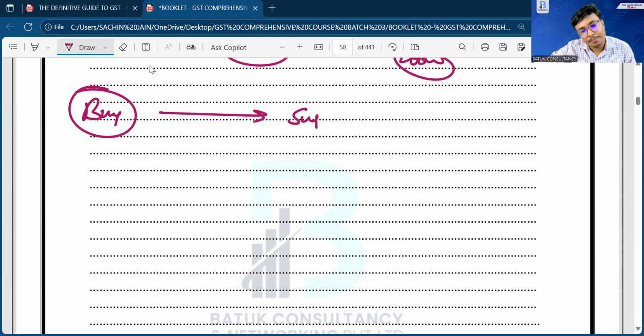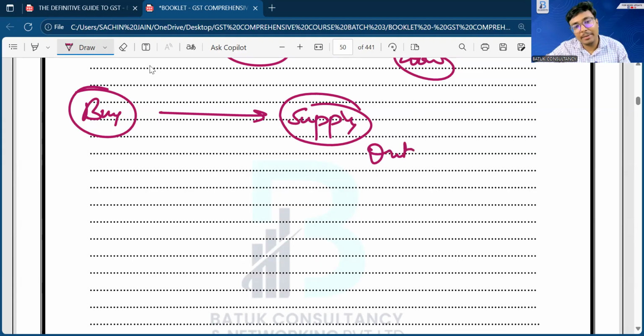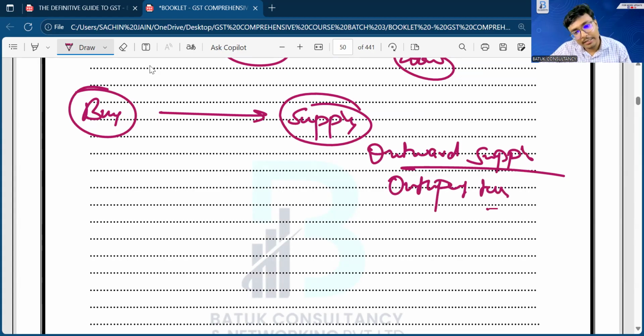By supply. Okay. Now, on my outward supply, I am paying the output tax. Am I right? On my outward supply, I am paying the output tax, and we are saying that whatever goods, Sachin, you have bought from the market for making the outward supply, you can avail the benefit in the form of ITC.